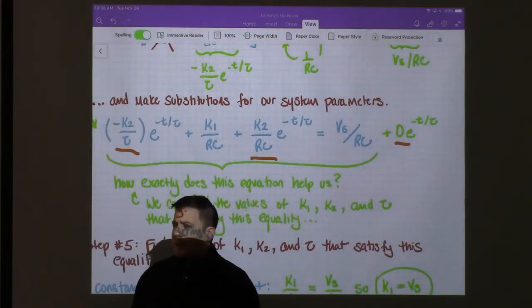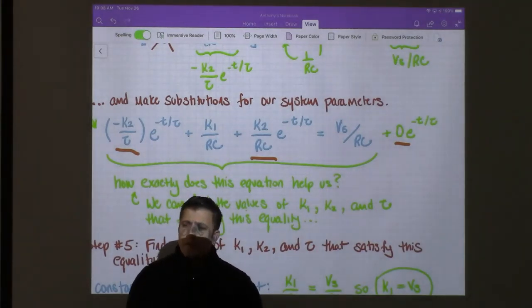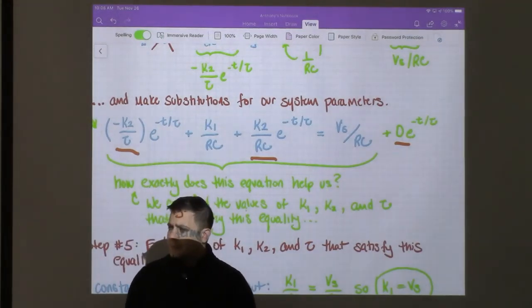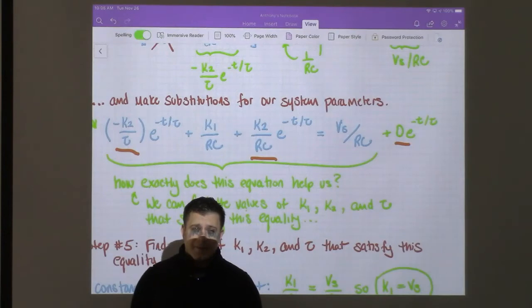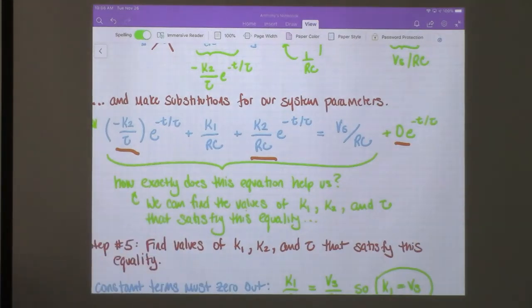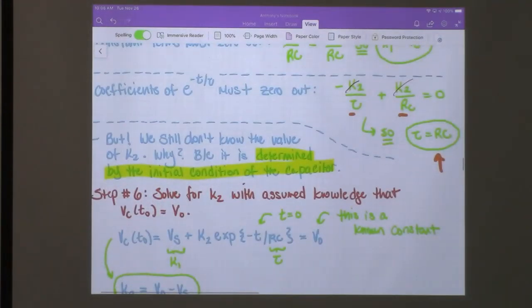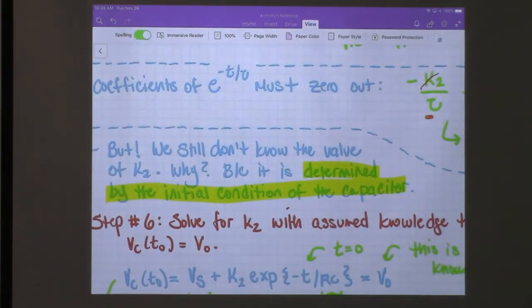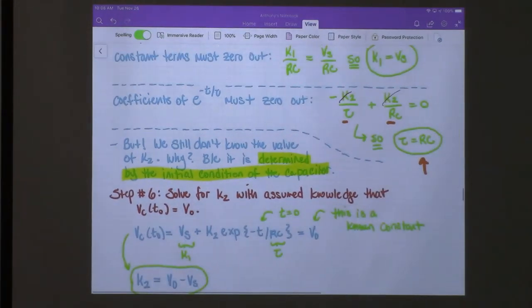So what is a method that we could use to get the third value? Is there any information that we have that we haven't used yet? We did something at the beginning. We determined what the initial condition was for the cap, right? And we haven't used that piece of information yet. So we still don't know the value of K2, but we can determine it by the initial condition across the capacitor.